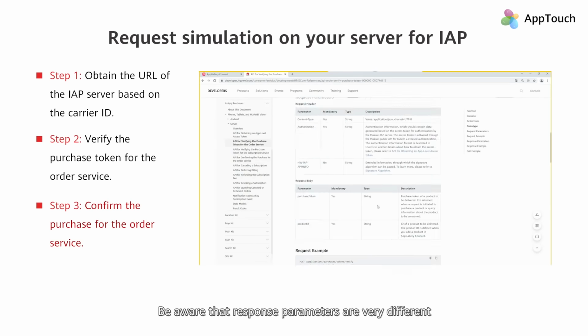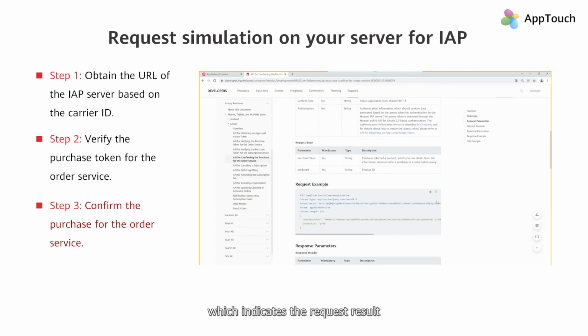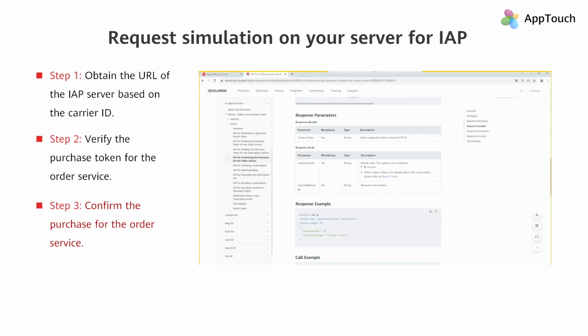Be aware that response parameters are very different from the Purchase Token Verification API. Pay attention to the response message field, which indicates the request result. For example, if the product is not consumed before and is consumed now, consumed success is returned.